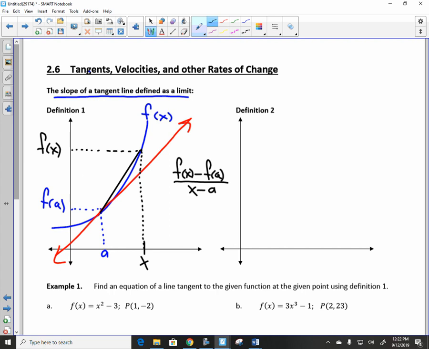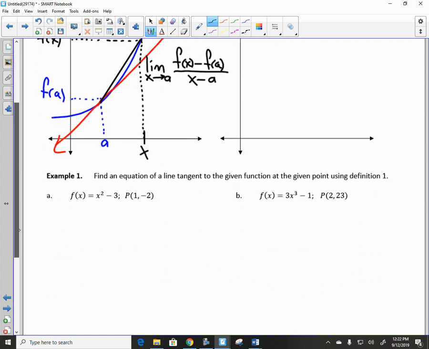So now let's make it the tangent line. We just slap a limit in front of it. Limit as x goes to A. Let x approach A. And then we have the slope of the tangent line. That becomes our definition. We call it definition 1. There's another one that's really cool. I'll show it to you next unit. Let's see how we do this.